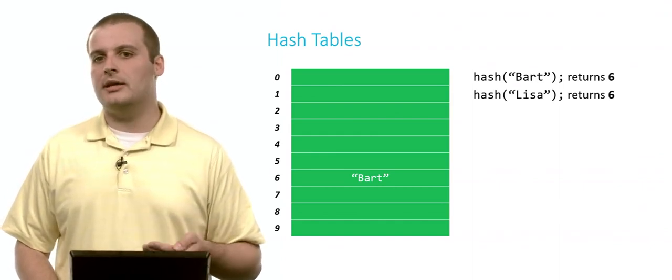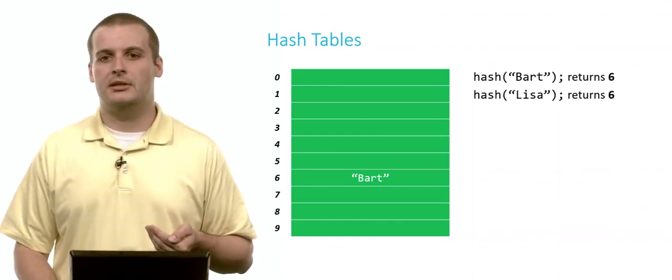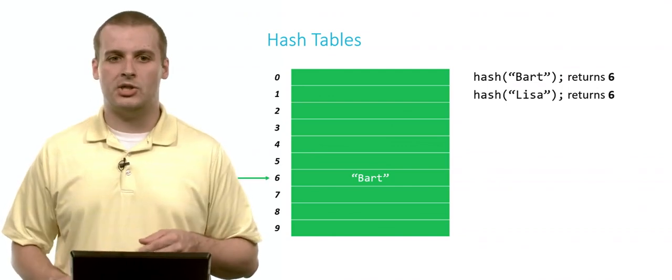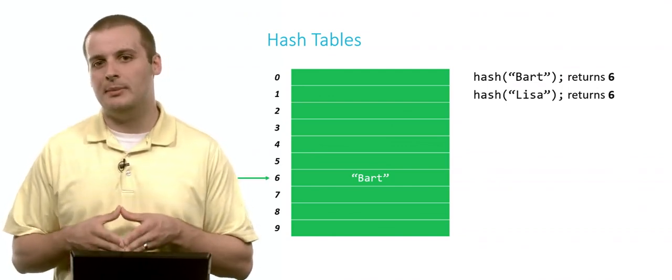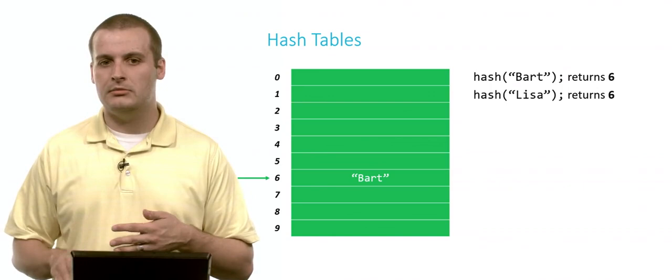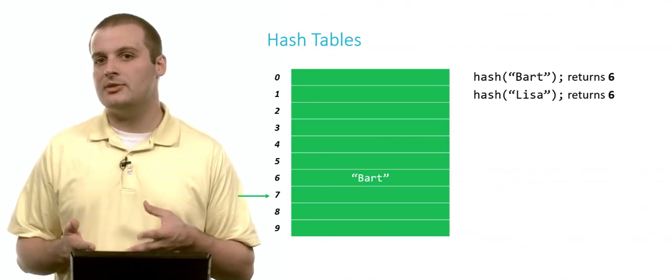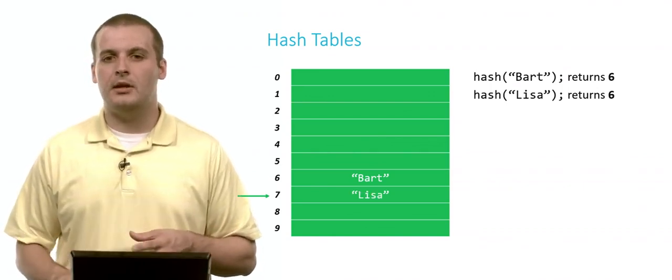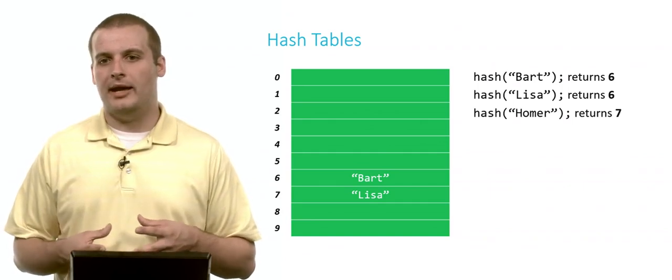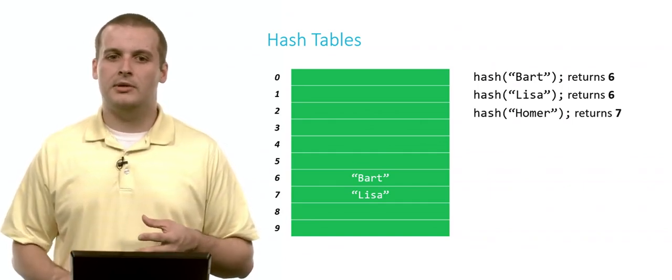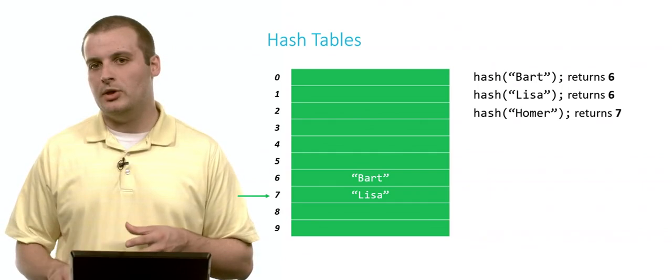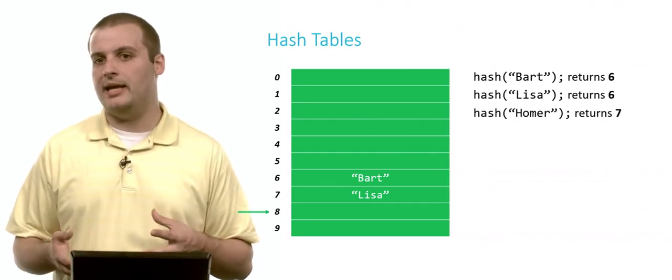Now we hash Lisa, and that also generates hash code 6. Well, now that we're using this linear probing method, we start at 6. We see that 6 is full. We can't put Lisa in 6. So where do we go? Let's go to 7. 7's empty, so that works. So let's put Lisa there. Now we hash Homer, and we get 7. OK, well, we know that 7's full now, so we can't put Homer there. So let's go to 8. Is 8 available?